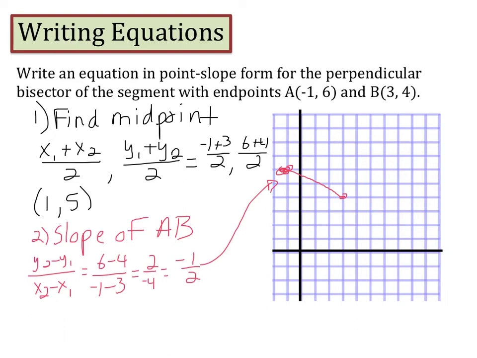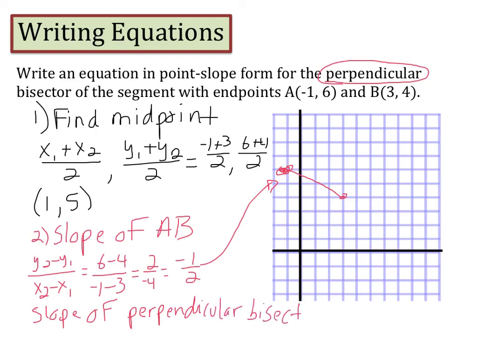Now we have to remember we want a perpendicular bisector. Now we know the slope of a line that's perpendicular to another one is the negative reciprocal. So the slope of the perpendicular bisector is going to be the negative reciprocal of -1/2. So that's just going to be 2.